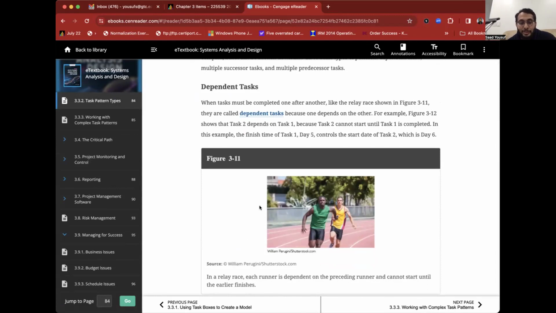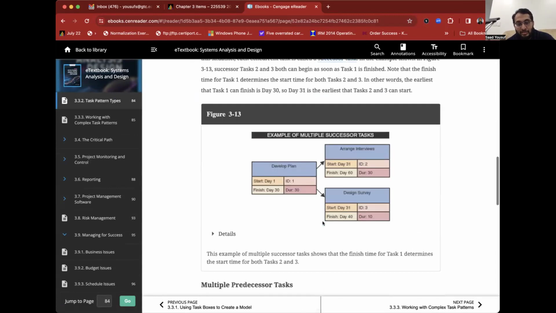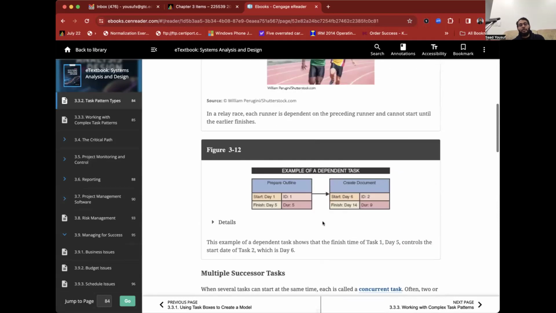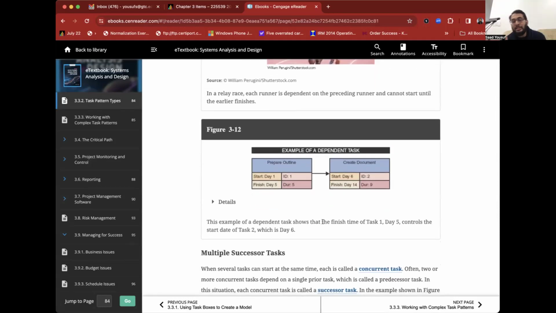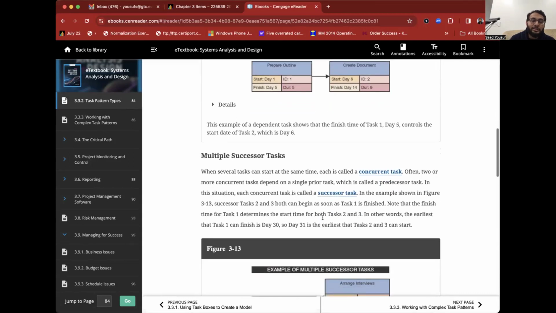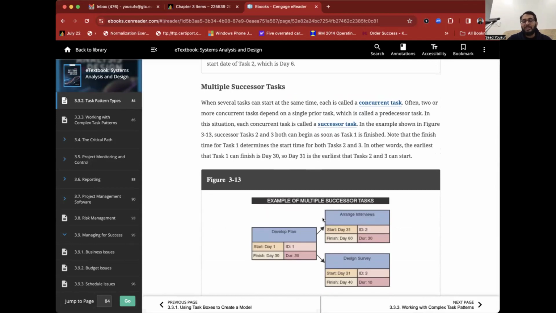So the author is giving you an example of a relay race in that regard. Here's an example of a task dependent on only one task. Preparing the outline, which is a 5-day job, must be completed before we start working on creating the documents, which itself is a 9-day job. Now, similarly, there are tasks which have multiple successors.